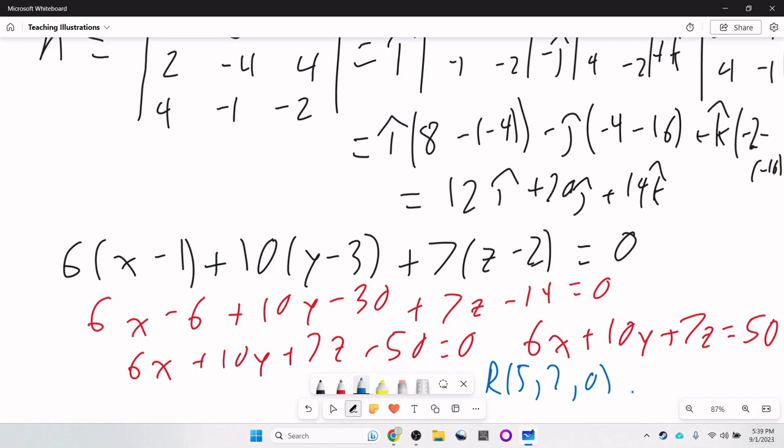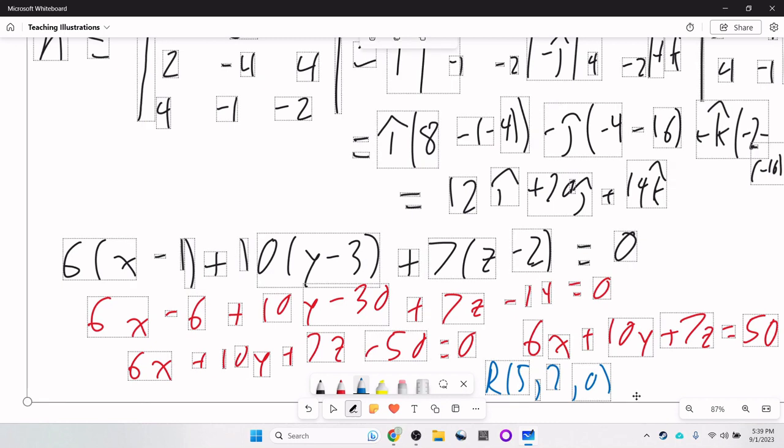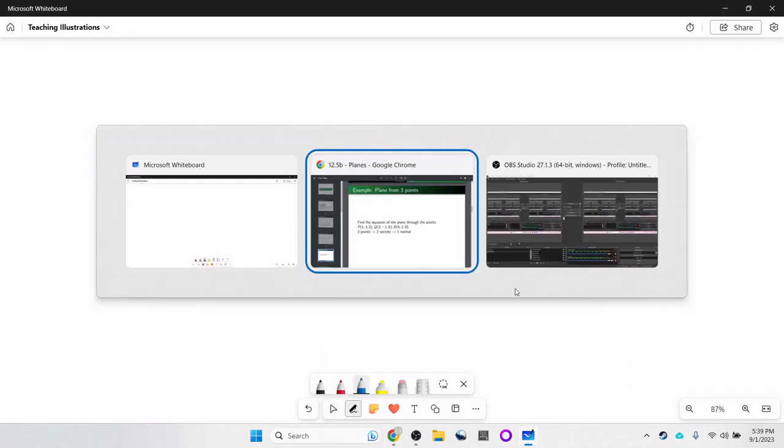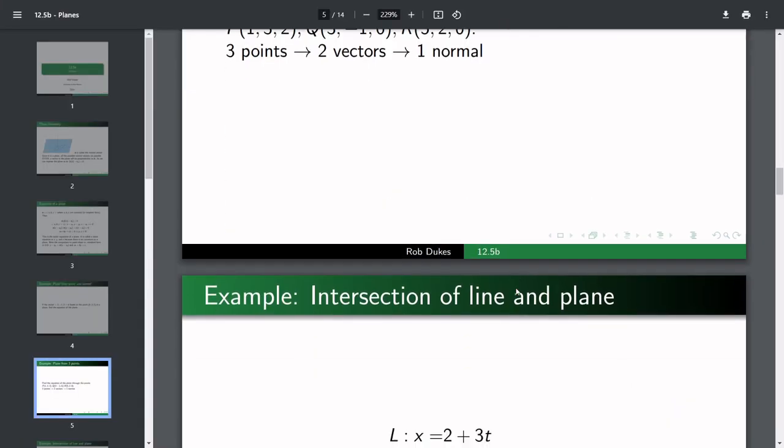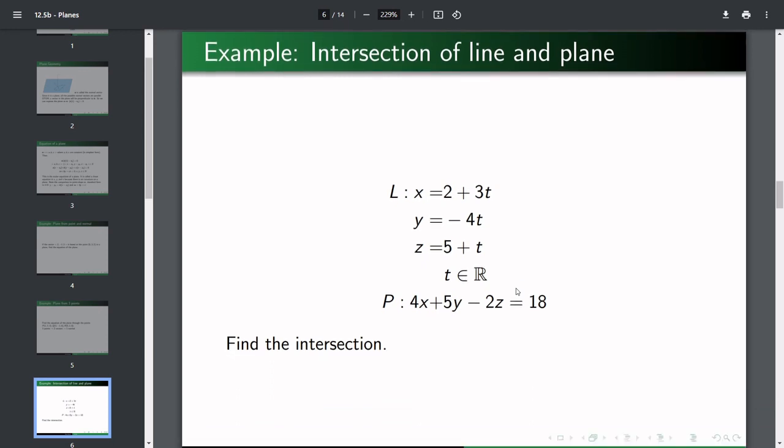Okay, so let's go on to another one. This is sort of the most typical example of a problem you would get on this, just find the equation of a plane. So let's go to some that's a little less typical. Okay, what's next? The intersection of a line and plane.